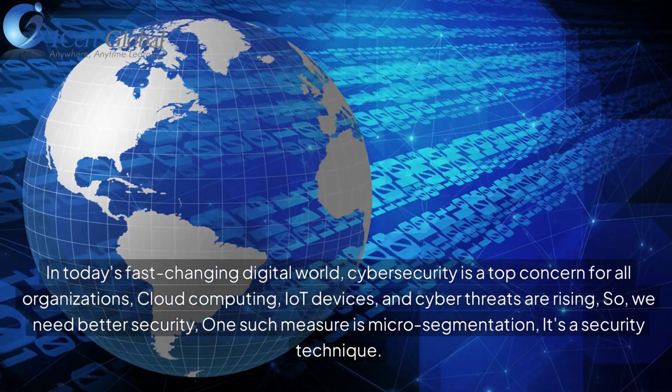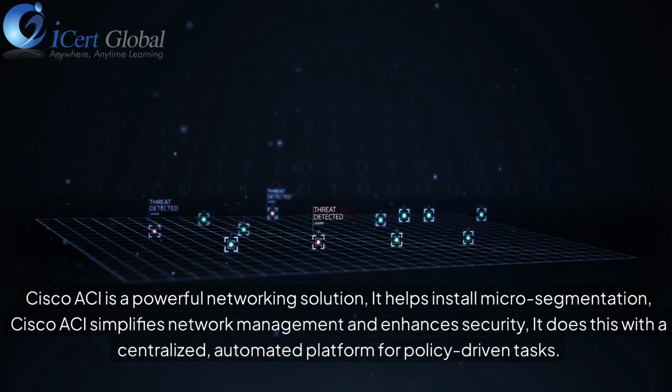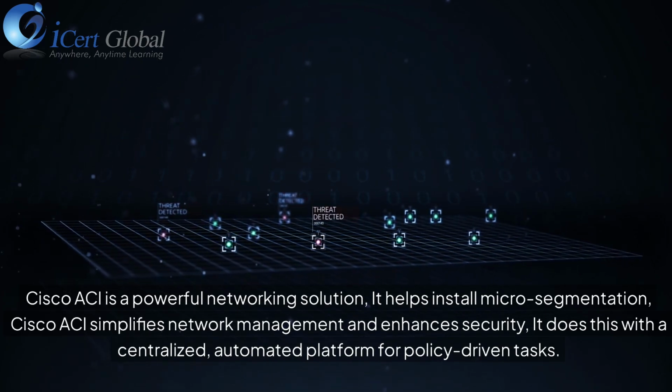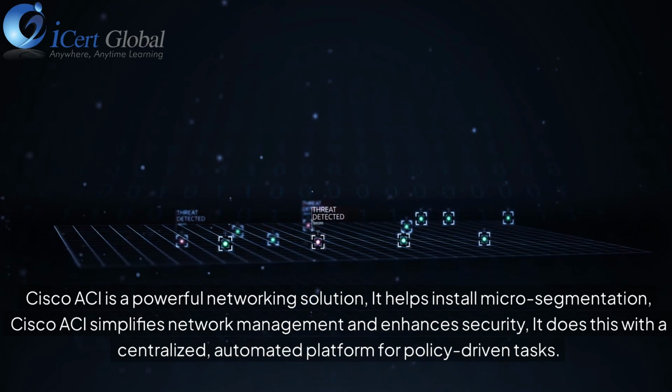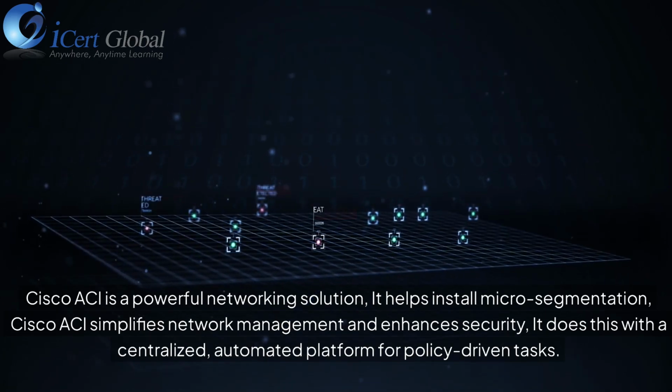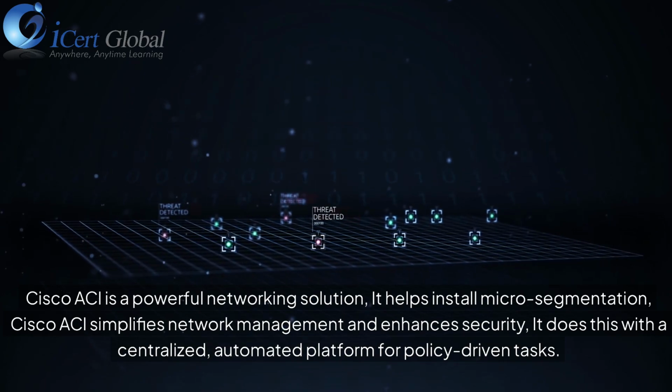It's a security technique. Cisco ACI is a powerful networking solution. It helps install micro-segmentation. Cisco ACI simplifies network management and enhances security. It does this with a centralized, automated platform for policy-driven tasks.